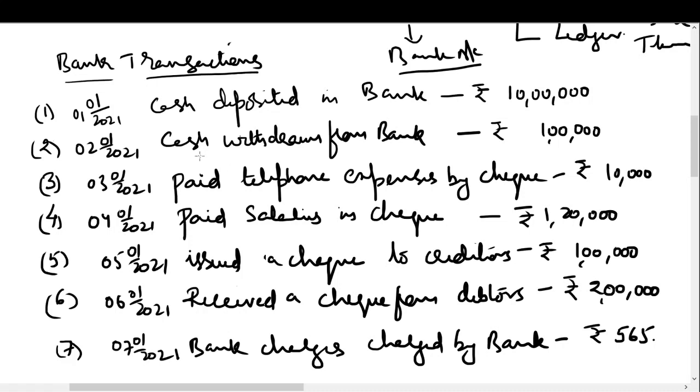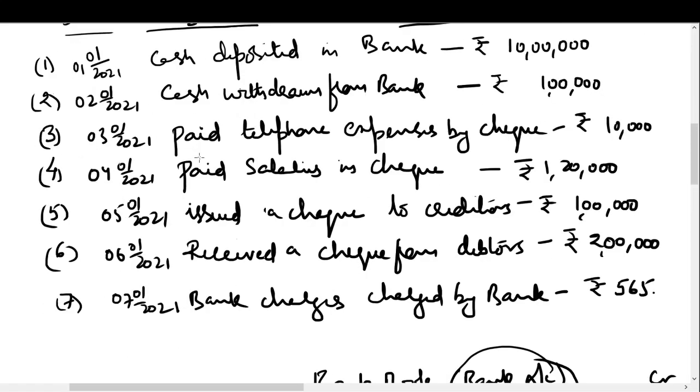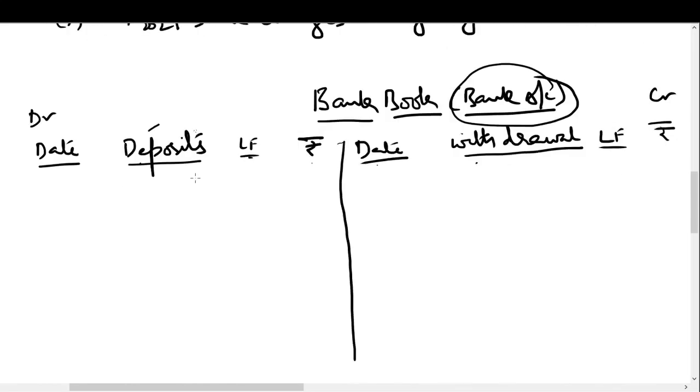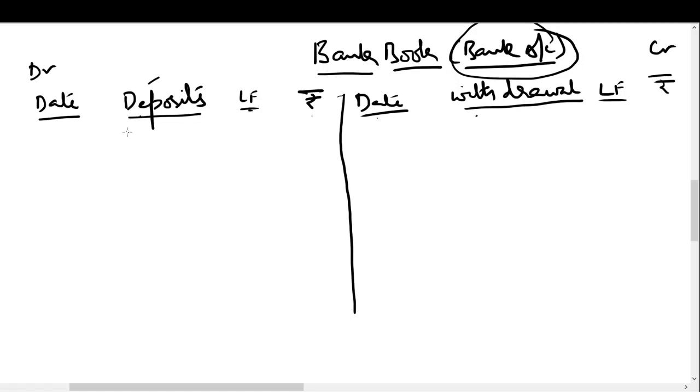On 1st January 2021, cash has been deposited in the bank, rupees 10 lakh. If you remember, the journal entry was bank account debtor to cash account. So bank account should be debited and cash account should be credited. Even without looking at the journal entry, we can prepare the bank book, because we know that the deposits have to be recorded on the left side. The amount deposited is rupees 10 lakhs. So I have to write here 'to cash'. That means I have deposited cash on 1st January 2021. What will I write in this LF column here? The page number in the cash book where this particular entry is posted.